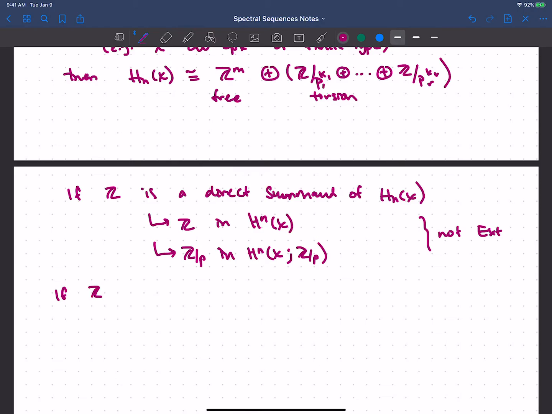But if we start with a copy of the integers mod p, maybe mod p to some power, Z mod p to the k, and this is a direct summand.